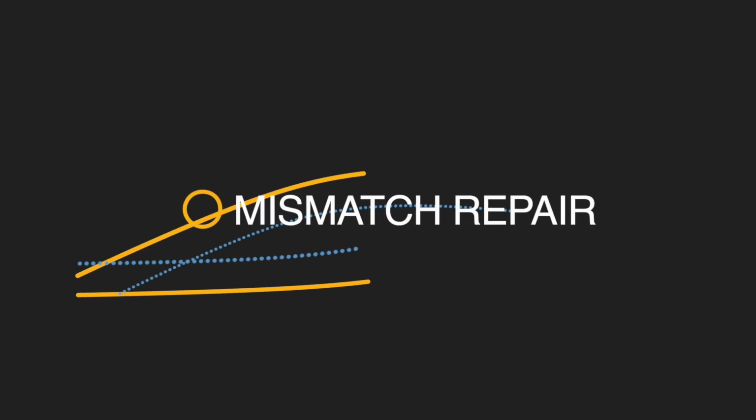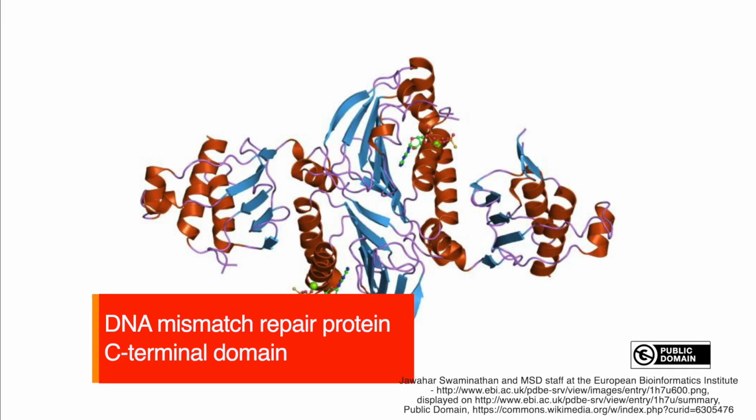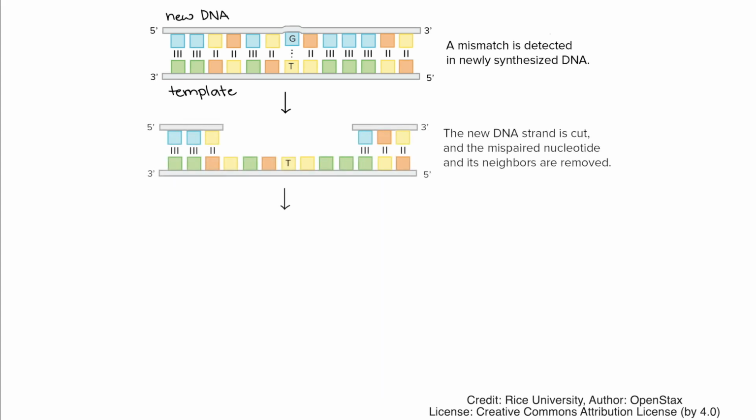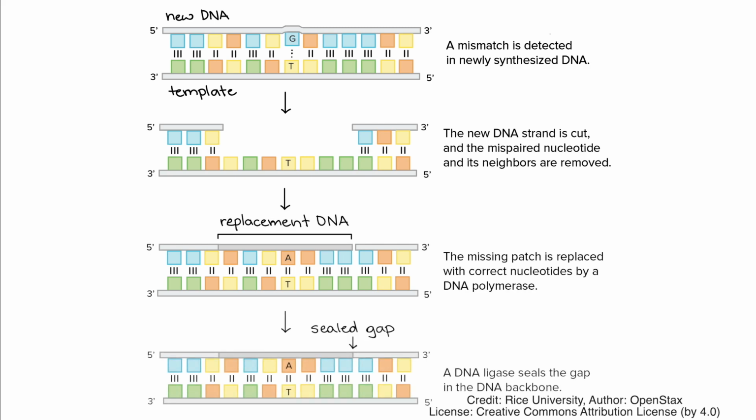For those mistakes not fixed by proofreading, mismatch repair is used to correct further errors after new DNA has been made. During its process, a protein complex recognizes and binds to the mismatched base. A second complex cuts the DNA near the mismatch. More enzymes then cut out the incorrect nucleotide in a surrounding patch of DNA. A DNA polymerase then replaces the missing section with the correct nucleotides, and DNA ligase seals the gap in the DNA backbone.